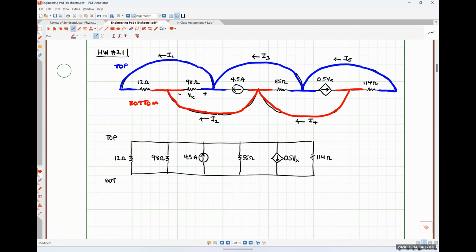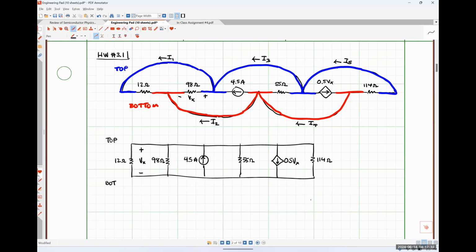The voltage Vx is defined with the positive polarity on the top node and the negative polarity on the bottom node. So this is just as good a location for Vx as anything else. And then the hard part here is actually figuring out where to put these currents I1, 2, 3, 4, and 5 in this new drawing. So let's look at some things really quickly.